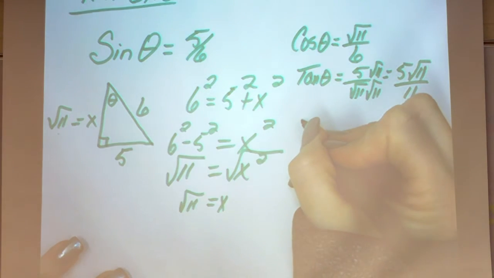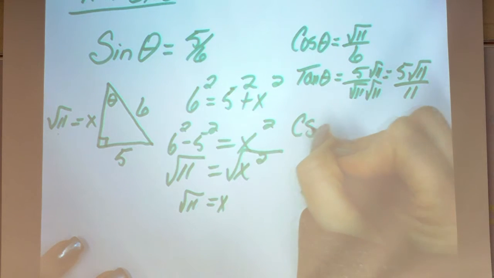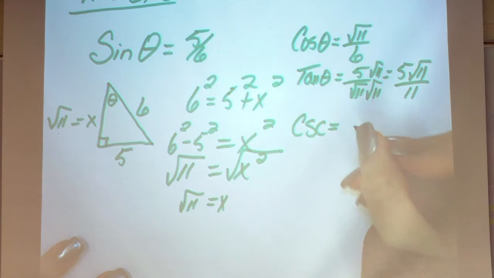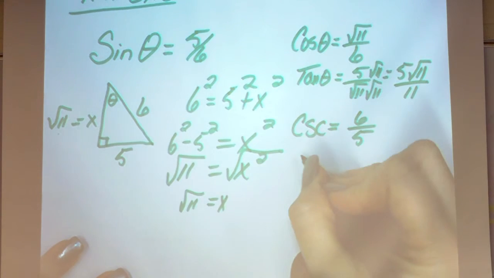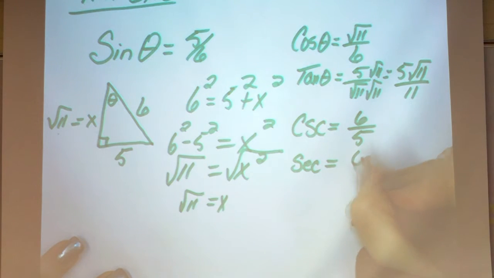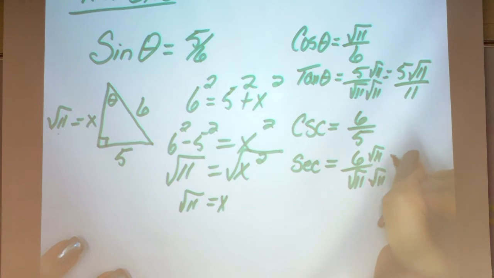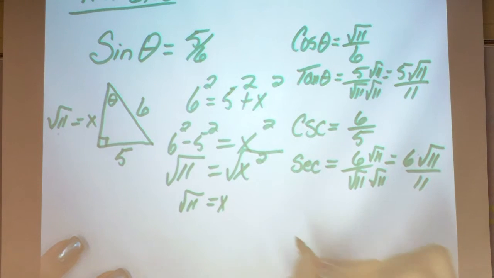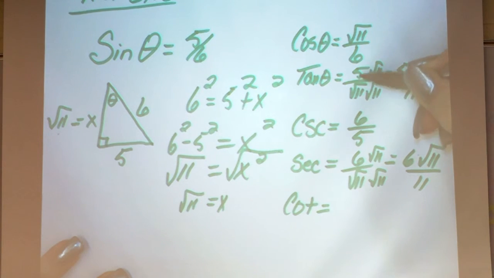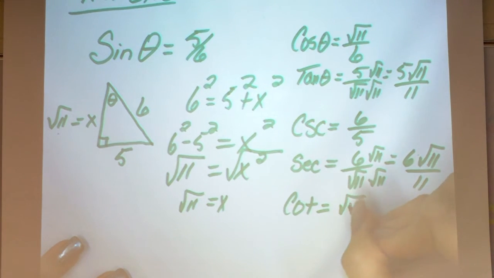Okay, then we go on to cosecant. That's going to be the reciprocal of my sine, so that's simply 6 over 5. My secant is going to be the reciprocal of cosine, so it'd be 6 over the square root of 11. Simplify that, and you end up with 6 square roots of 11 over 11. And cotangent is going to be the reciprocal of tangent, which originally I had 5 over the square root of 11, so it would be the square root of 11 over 5.